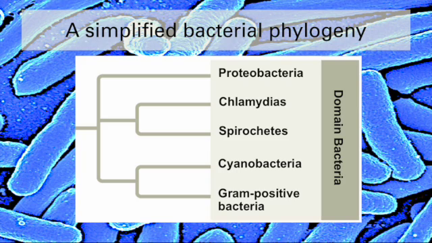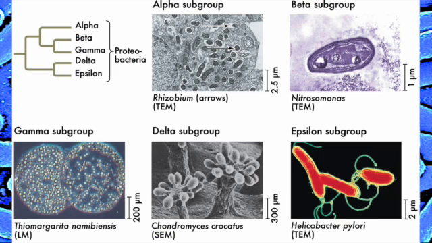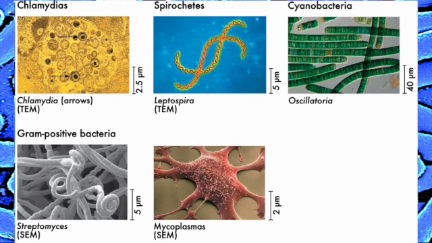Looking at this simple phylogeny once again reveals 5 clades of bacteria. Proteobacteria are further delineated into 5 clades, each given a Greek letter prefix. I mentioned alpha proteobacteria when I spoke about endosymbiosis. Mitochondria are derived from within alpha proteobacteria. Chlamydias and spirochetes share a clade.